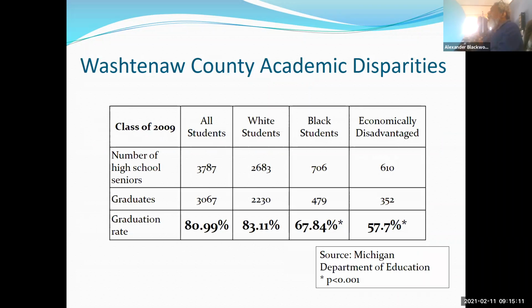Okay, Washtenaw County. Well, let's examine. In Washtenaw County, where Ann Arbor has one of the best school systems in the state, the graduation rate is about 81%. For Caucasian students, it's 83%. For African American students, it's 67%. And for economically disadvantaged students, it's 57%. I don't know about you, but if I got a 57 on an exam, I wouldn't be too happy. Next slide.